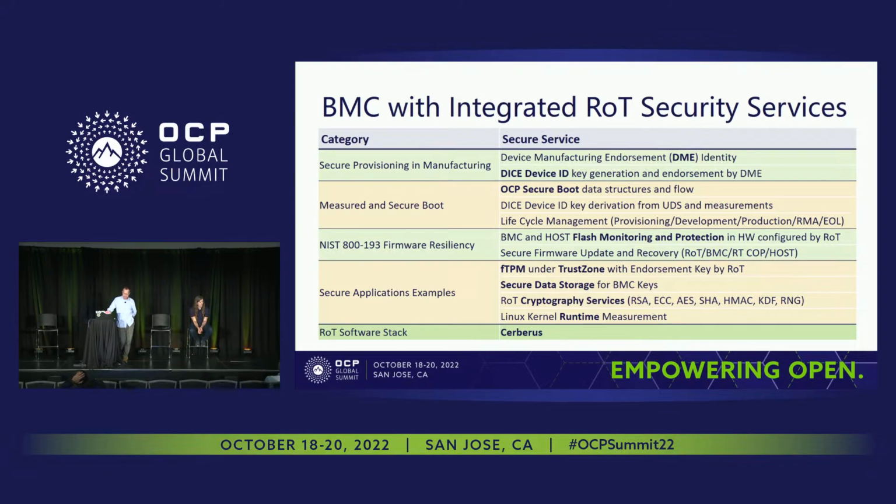The DICE boot follows the OCP secure boot data structures and flows, so it's the same and follows all the requirements. The measurements, as Bryan mentioned, include the configuration of the device, the chip itself configuration, and the BMC configuration as well, which can be used as part of the measurements and will be used to derive the DICE keys or the later measurements reported during the attestation process. That would include the lifecycle configuration.